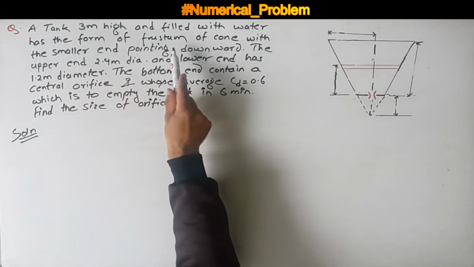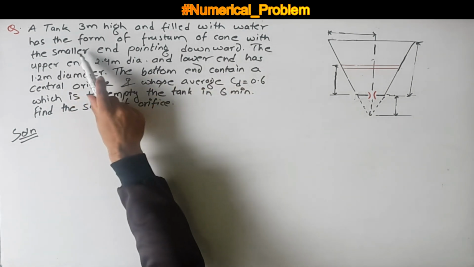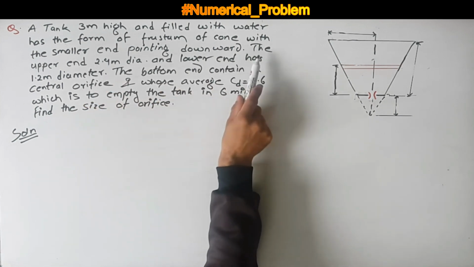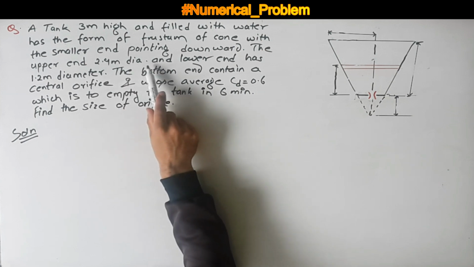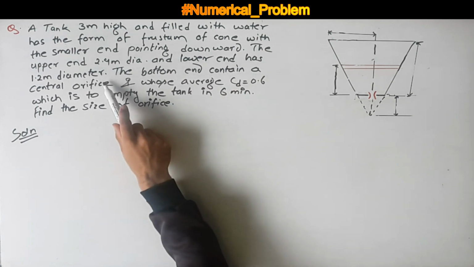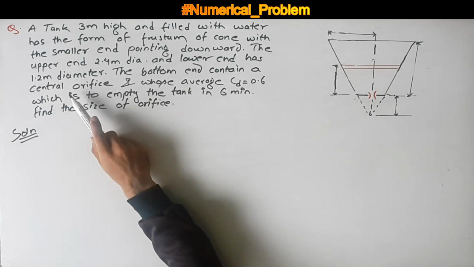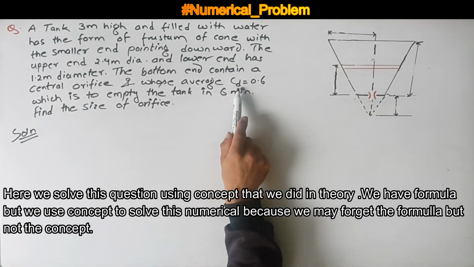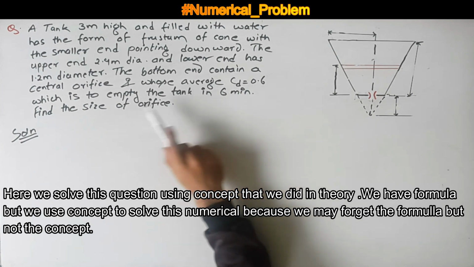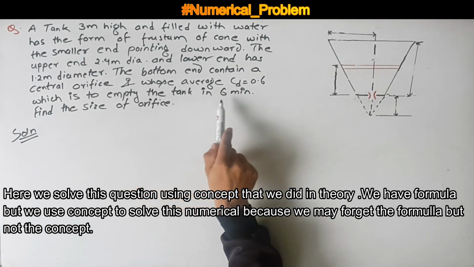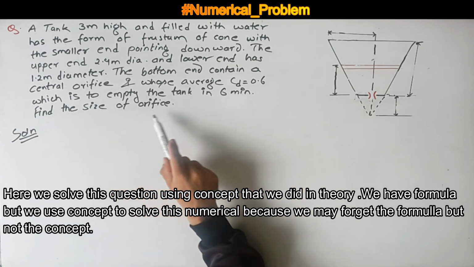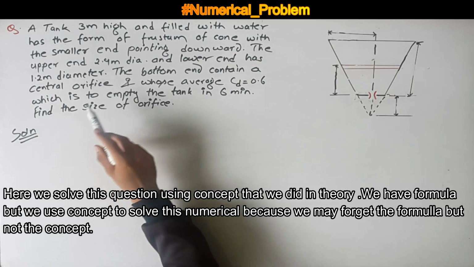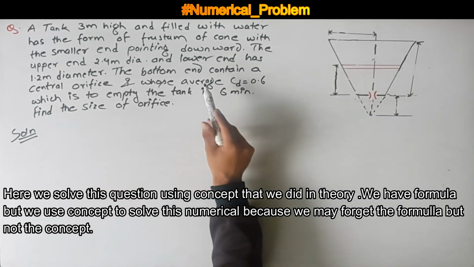Our tank, 3 meter high and filled with water, has the form of a frustum of a cone with the smaller end pointing downward. The upper end has 2.4 meter diameter and the lower end has 1.2 meter diameter. The bottom end contains a central orifice whose average coefficient of discharge CD is 0.6, which is to empty the tank in 6 minutes. Find the size of the orifice. Here we read the question and we know this is the conical tank numerical.